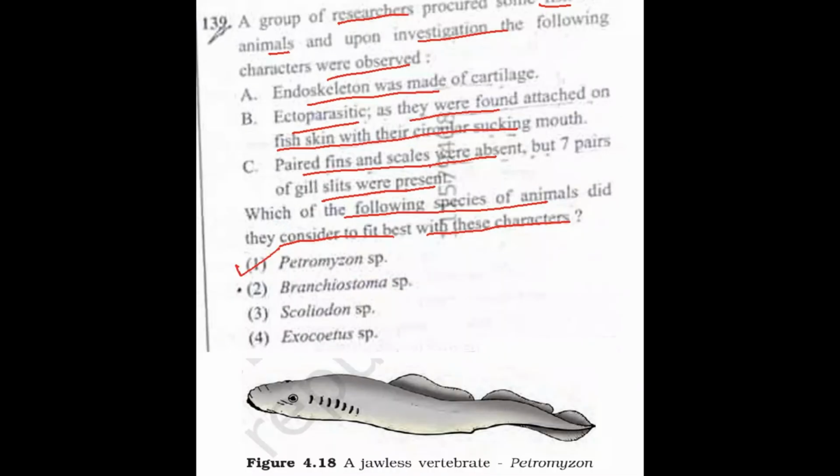See, this is Petromyzon in NCERT textbook. You can see here all the characteristics. Endoskeleton made of cartilage, ectoparasitic as they were found attached on fish skin with their circular sucking mouth. Here there is circular sucking mouth. Then paired fins and scales are absent. See, there are no scales over here and they don't have any paired fins. They're unpaired. These are the fins. But they have 7 pairs of gill slits. So these are the gill slits.